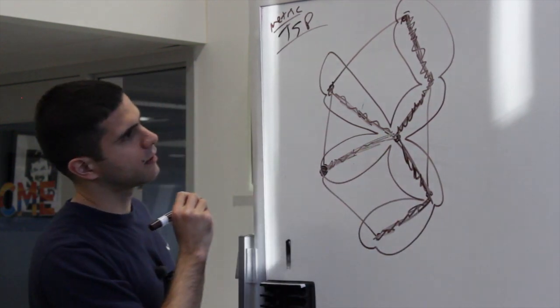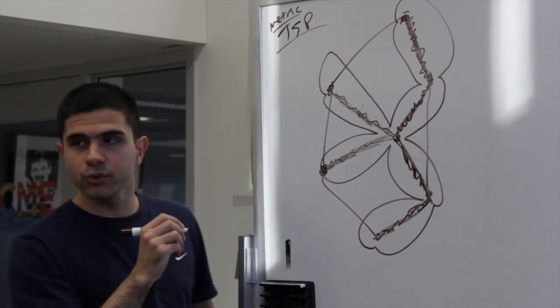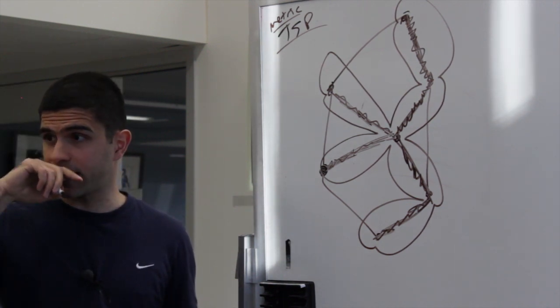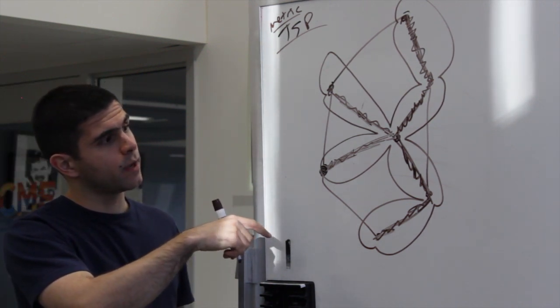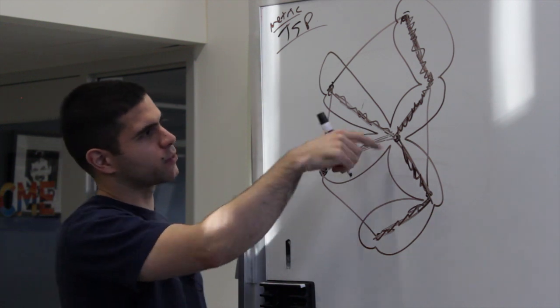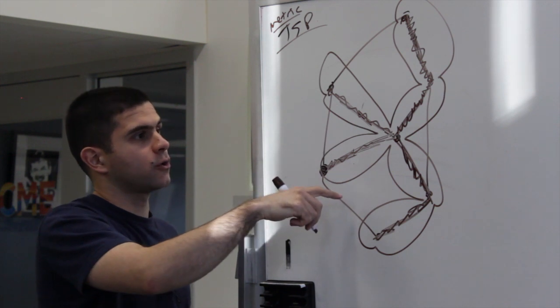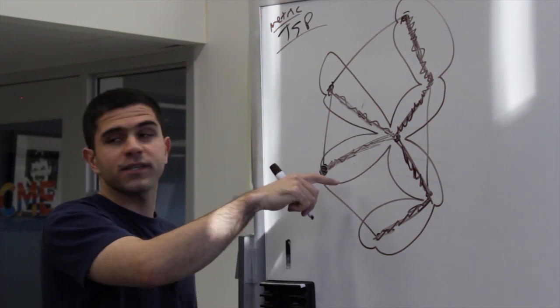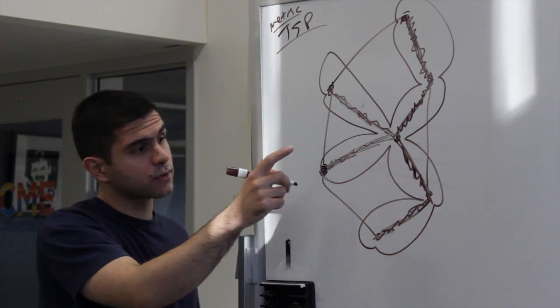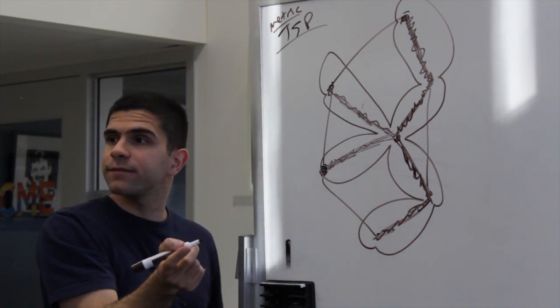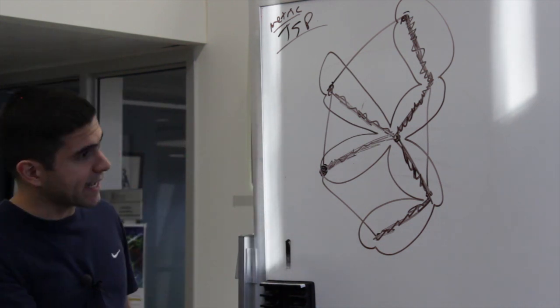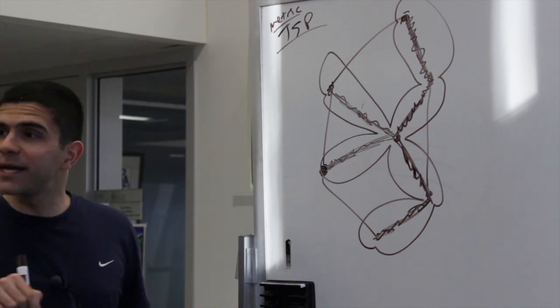And then back. So now we've reused edges multiple times, right? So we took the MST, and we have gotten this weird thing that visits edges twice and also visits nodes sometimes more than once, right? We have to fix that. So how do we fix that? Now the triangle inequality comes in.